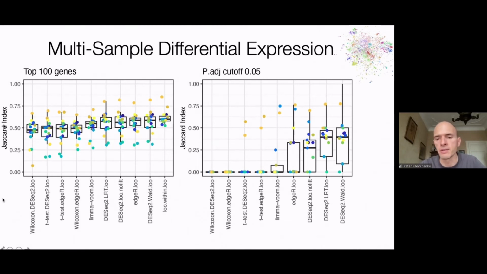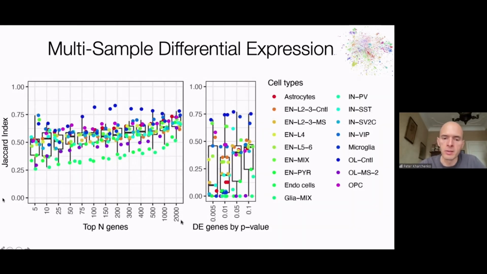A 0.5 Jaccard index is not great. If you do a p-value cutoff, it becomes abysmal, right? So it doesn't work well. And we fought this for a while. It doesn't depend on the cutoff so much, p-value or top-N genes cutoff. It improves a little bit if you get more genes.